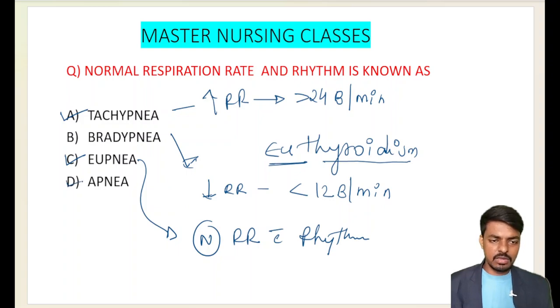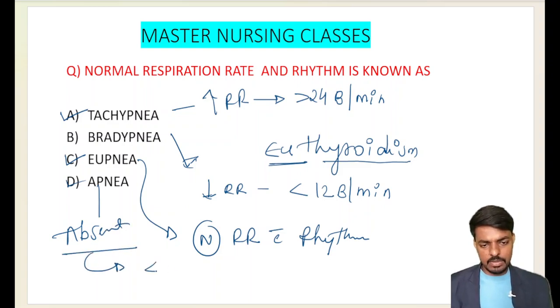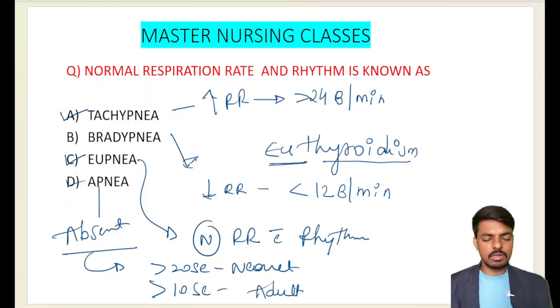And what is apnea? Apnea is the absence of breath. In a neonate, if it is more than 20 seconds, that is called apnea, and more than 10 seconds in an adult. Very important, the criteria of apnea. If respiratory efforts are not visible for more than 20 seconds in the neonate, that is apnea, and in the adult, if respiratory rate and rhythm are not visible for more than 10 seconds, that is apnea. So your answer here is eupnea.